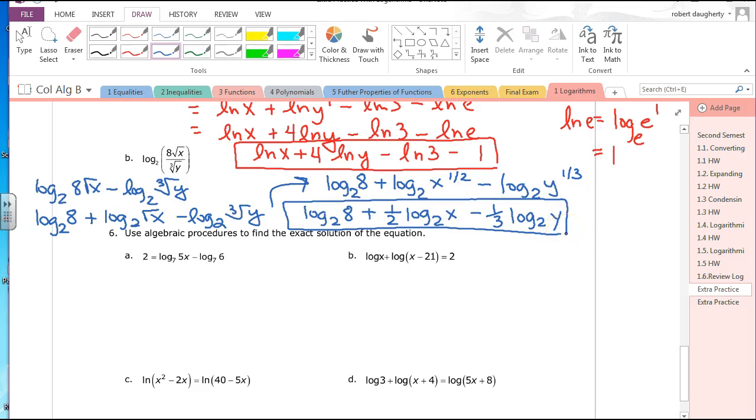Now there is one further simplification, the log base 2 of 8. If you see that, log base 2 of 8 equals x, that means that 2 to the x is equal to 8, or x is equal to 3. So this right here is simply 3. So as simple as it gets would be 3 plus 1/2 log x minus 1/3 log y. These are all log base 2's.